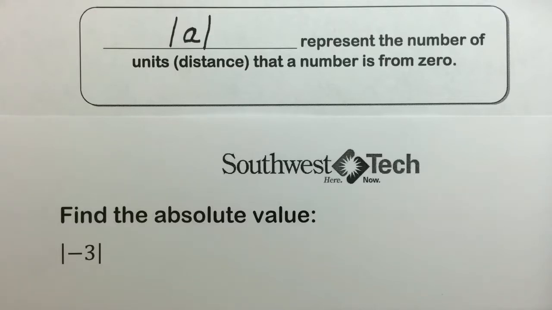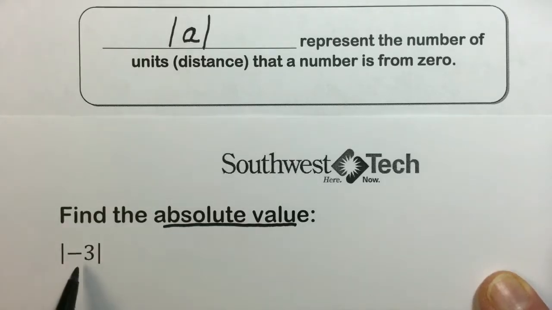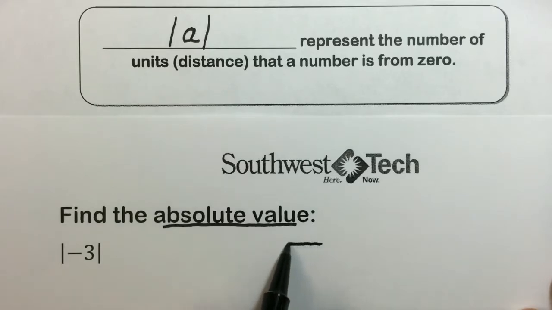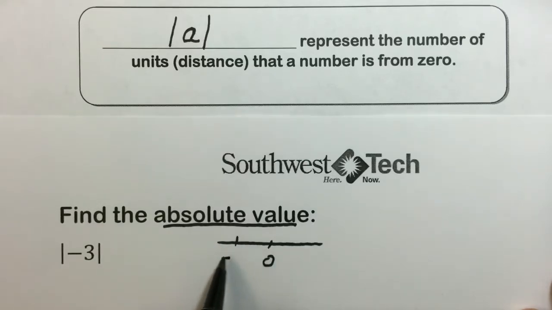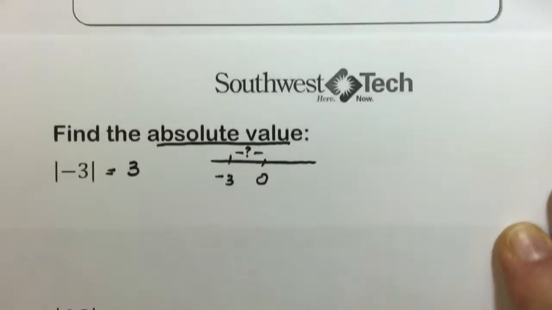In this first example, they're asking us to find the absolute value of -3. In other words, its distance from 0 on the number line. So if we just take a look to illustrate this, here's 0, here's -3, and they're asking us the distance between those two. Again, distance is always positive, so our answer is 3.